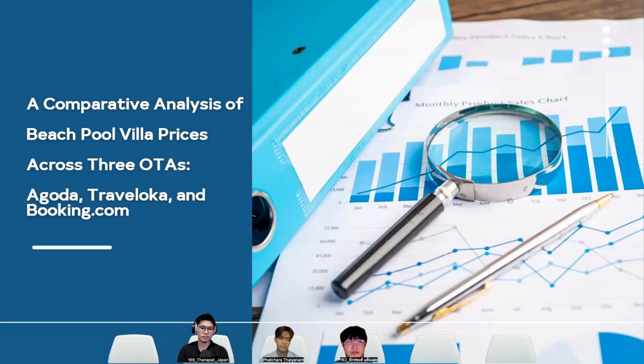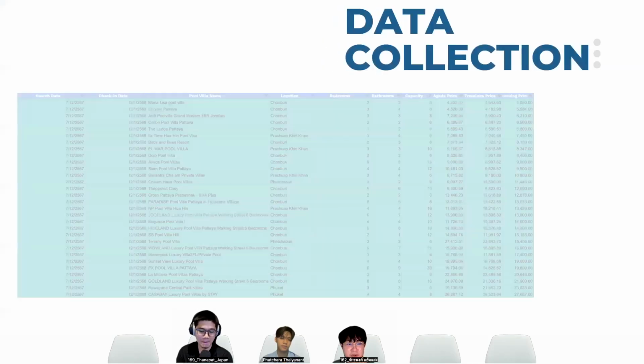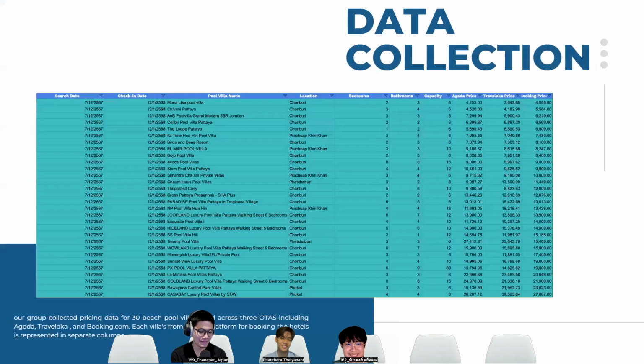Today we present a comparative analysis of beach pool villa prices across three OTAs: Agoda, Traveloka, and Booking.com. This is the data collection. Our group collected price data for 30 beach pool villa listings across three OTAs, including Agoda, Traveloka, and Booking.com. Each villa from the various booking platforms is represented in separate columns.